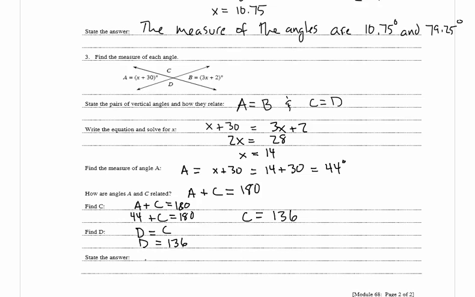So we know that angle A is equal to 44 degrees. Angle B is also equal to 44 degrees. Angle C is equal to 136 degrees. And angle D is equal to 136 degrees. And that's our video on applications involving angles.